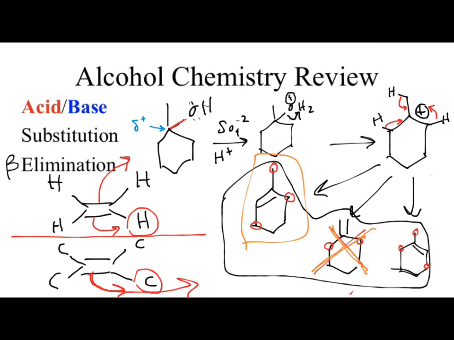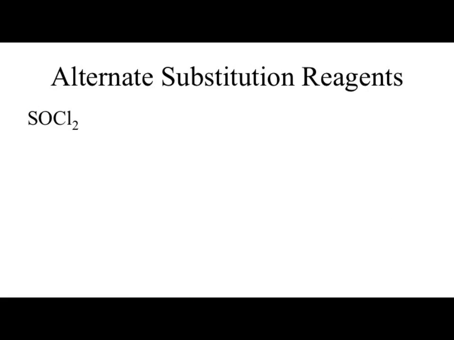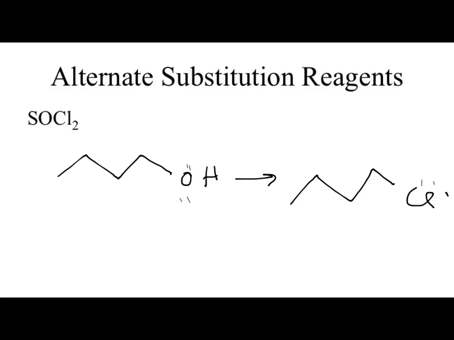Questions about your substitution, elimination, acid base with alcohols? Okay. So what we can do is then go on and move on from there. There are alternate substitution reagents. So if we wanted to look at, let's go through and draw this out. I want to start with, say, this structure, this alcohol, and I want to turn it into this alkyl halide.